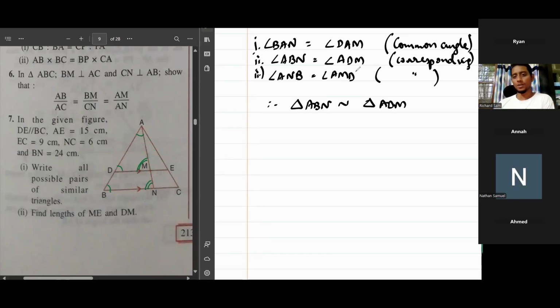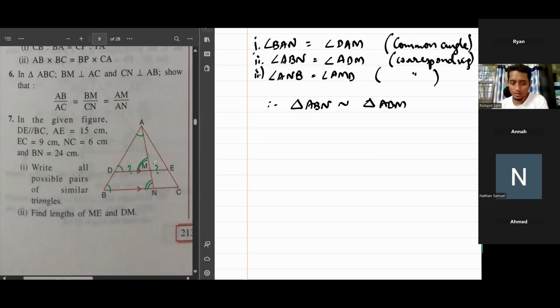Like how we wrote this, you have to write that for all the sets of triangles. Now find the length of ME and DM. Now ME is part of which triangle?